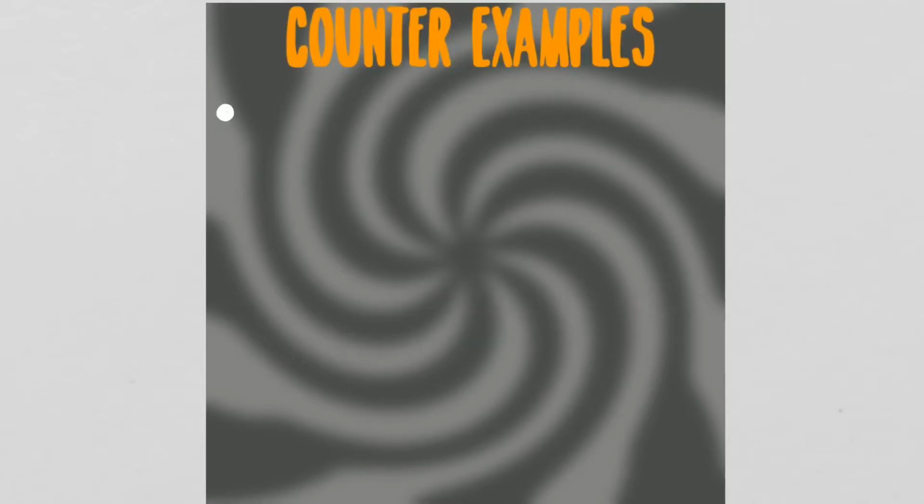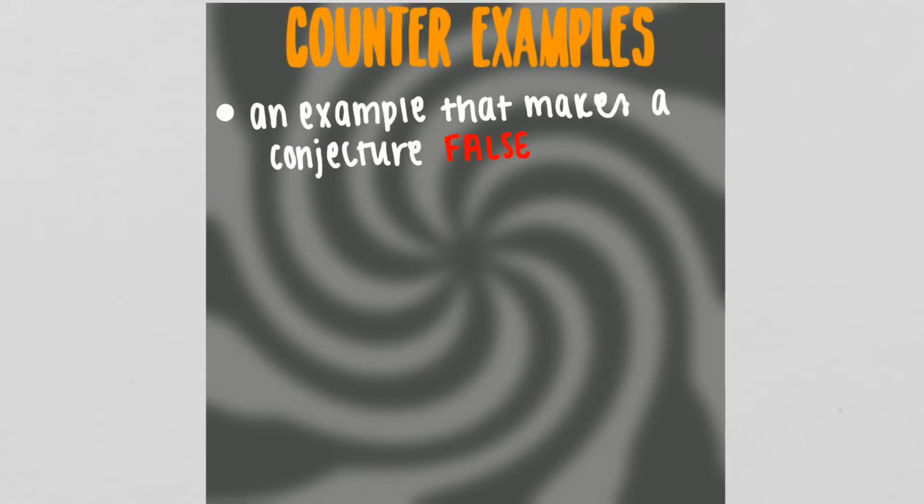Now you're probably thinking about those statements and you're like, oh, I don't really know. But we're going to get into the next part, which is counterexamples, and it's going to make a little bit more sense. So a counterexample is a specific example that makes a conjecture false. So for those statements I made earlier, if you thought, oh, I know something that makes that false, that would be a counterexample.